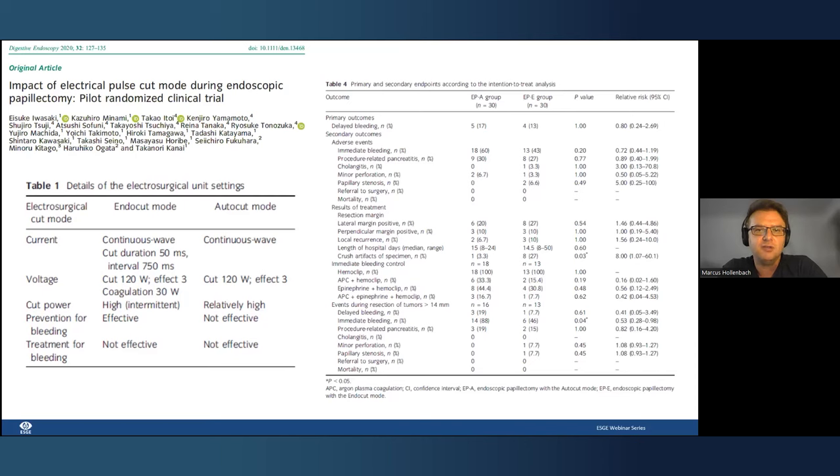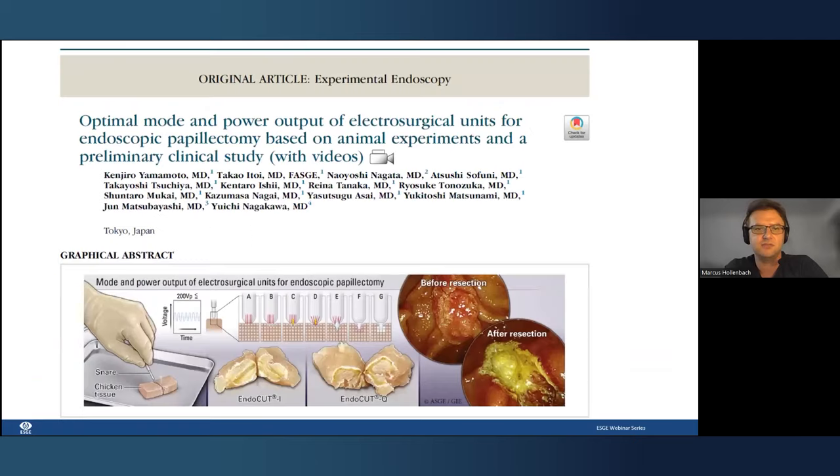However, if you use the endocut mode, then you have a reduced number of artifacts on the resected specimen, and you have a reduced rate of immediate bleeding. However, the delayed bleeding was not affected, but based on this study, the endocut mode can be preferred over the autocut mode because of the secondary outcomes.